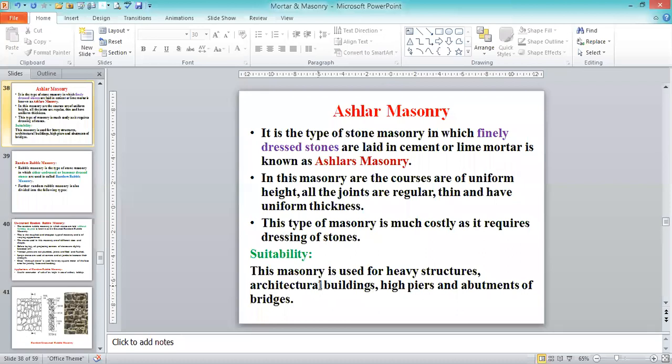As for suitability, this masonry is used for heavy structures, architectural buildings, high piers and abutments of bridges.